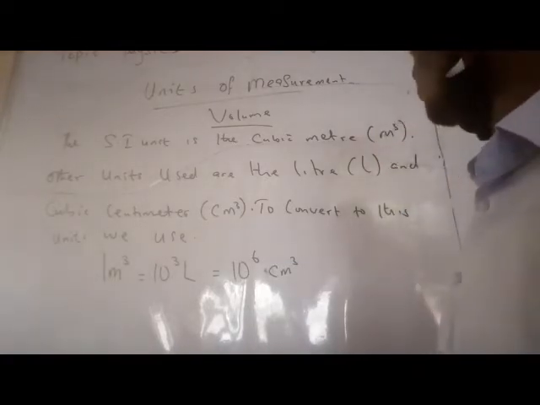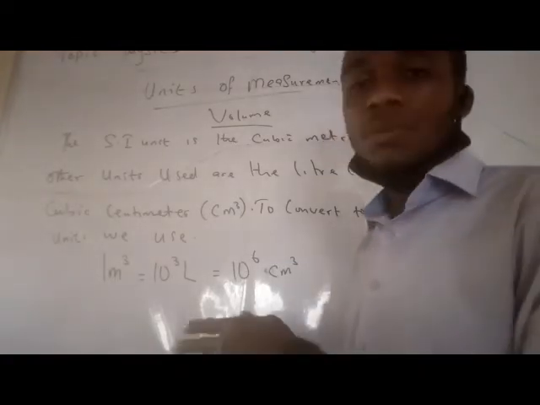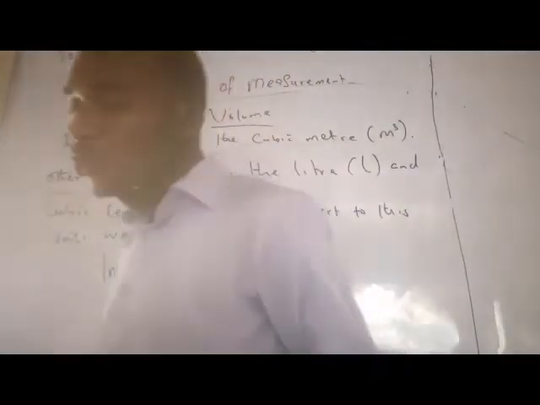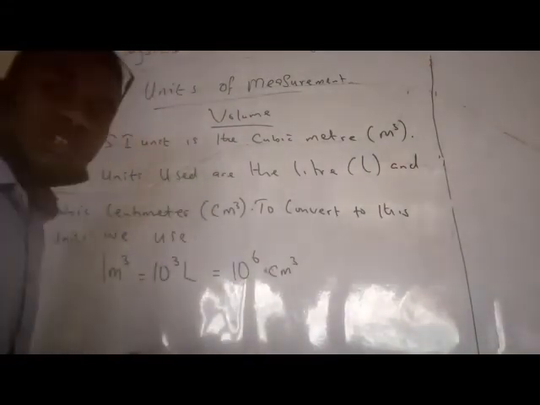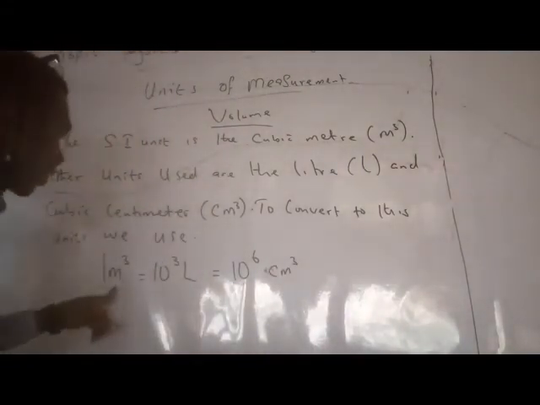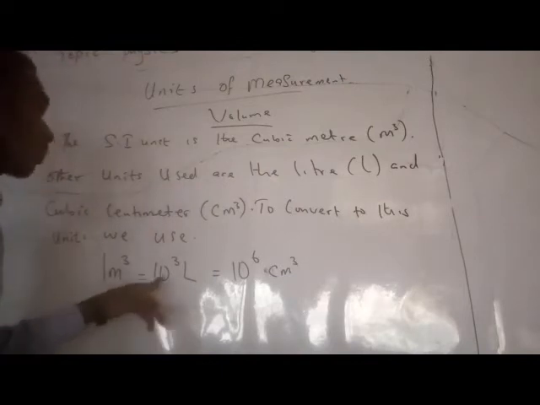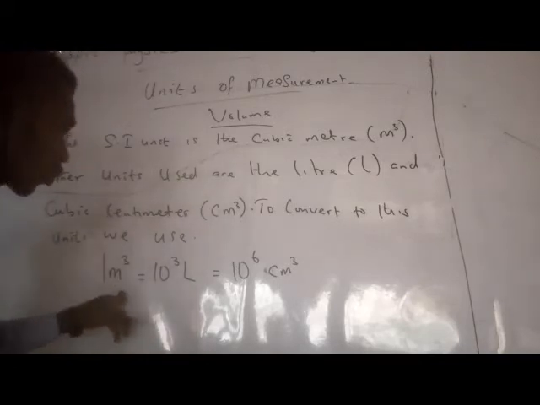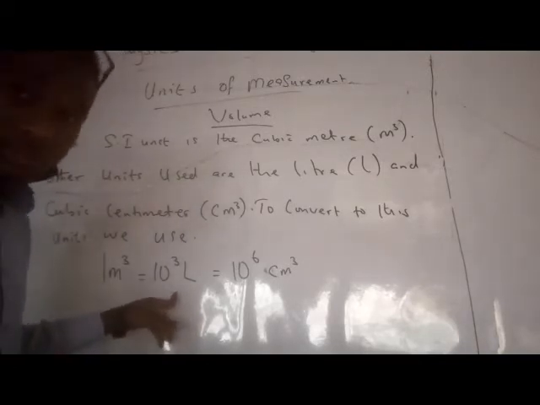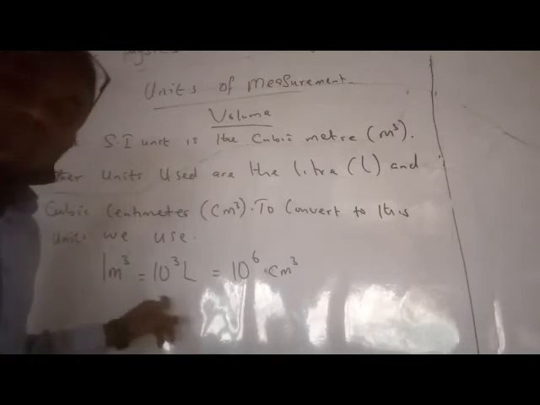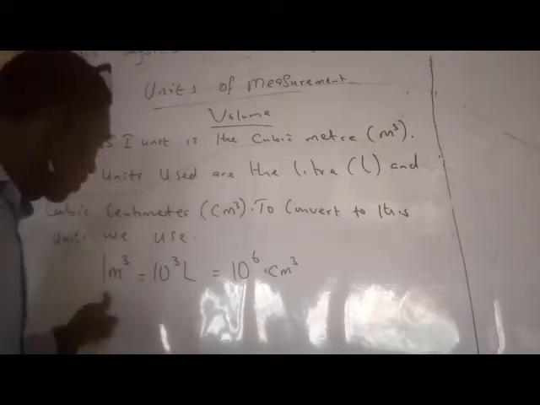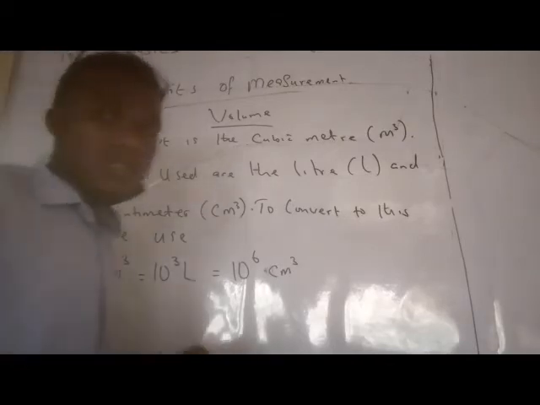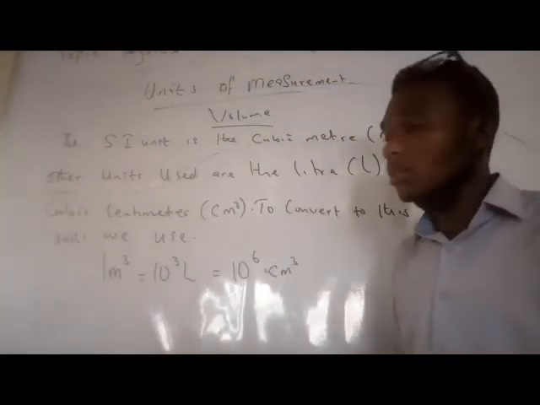Another unit for measuring volume is the cubic centimeter, that is centimeter cube. Now, these units can also be converted from one unit to the other. 1 meter cube is equal to 10 raised to the power of 6 centimeter cube. Also, 1 meter cube is equal to 1,000 liters, that is 10 raised to the power of 3.